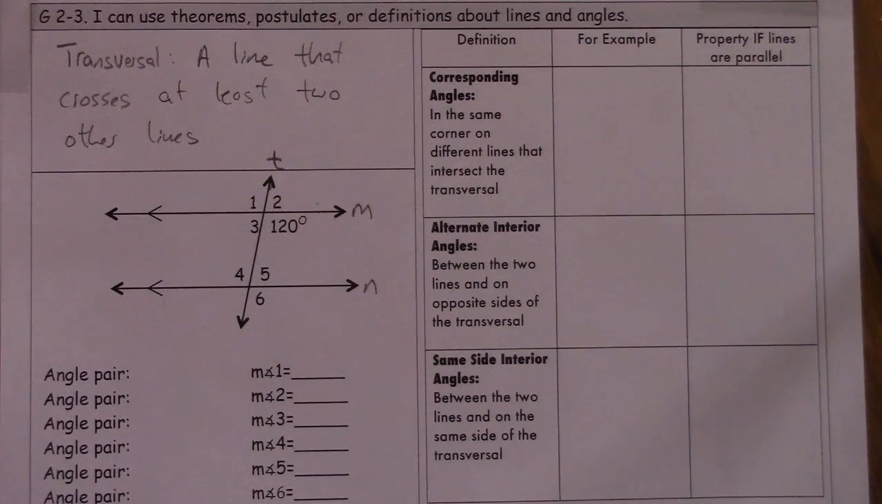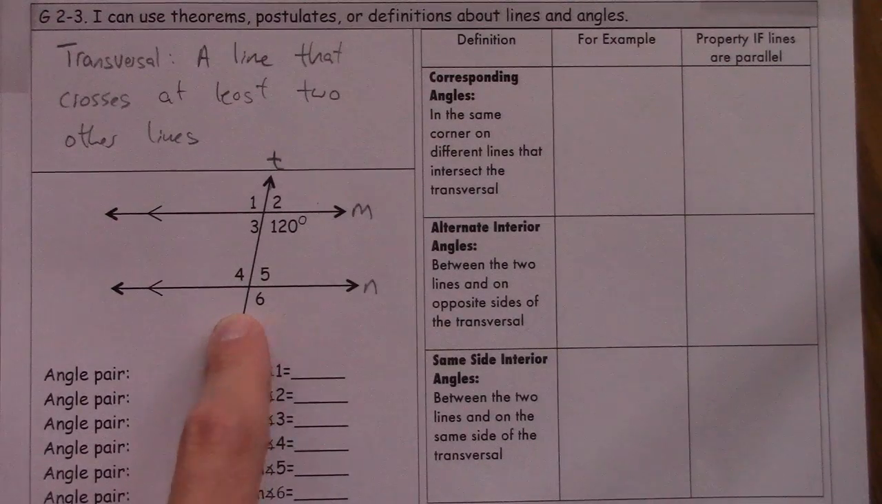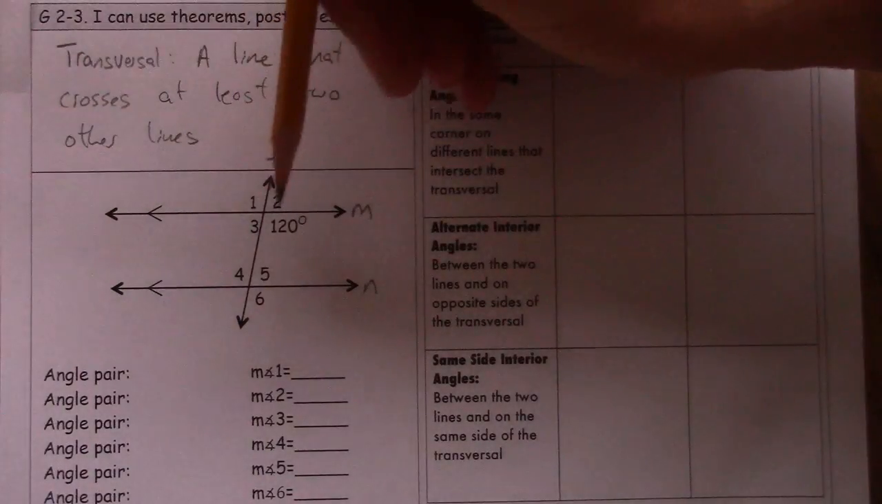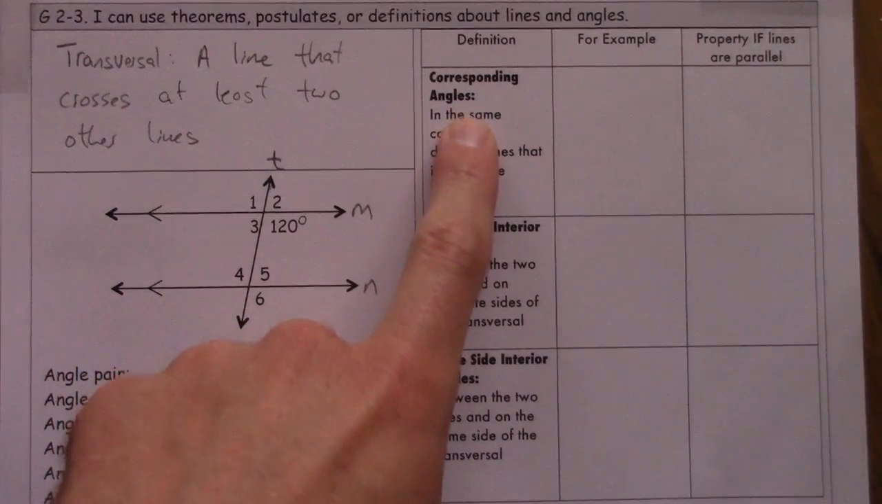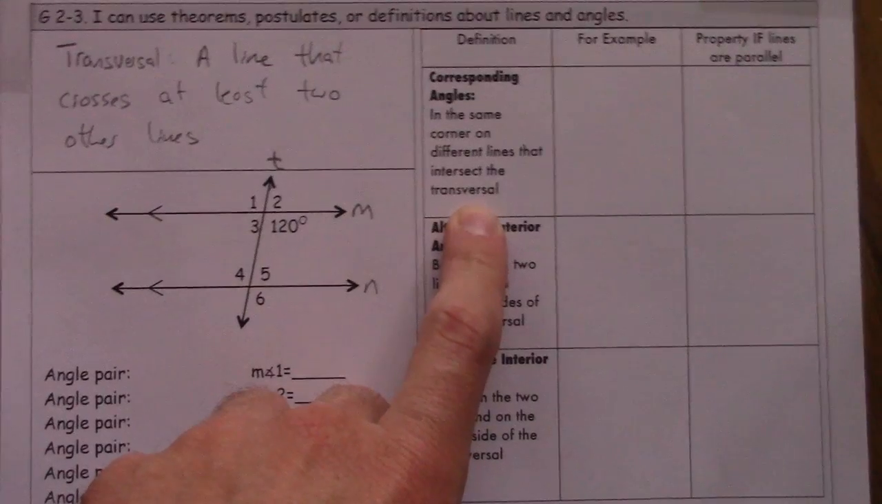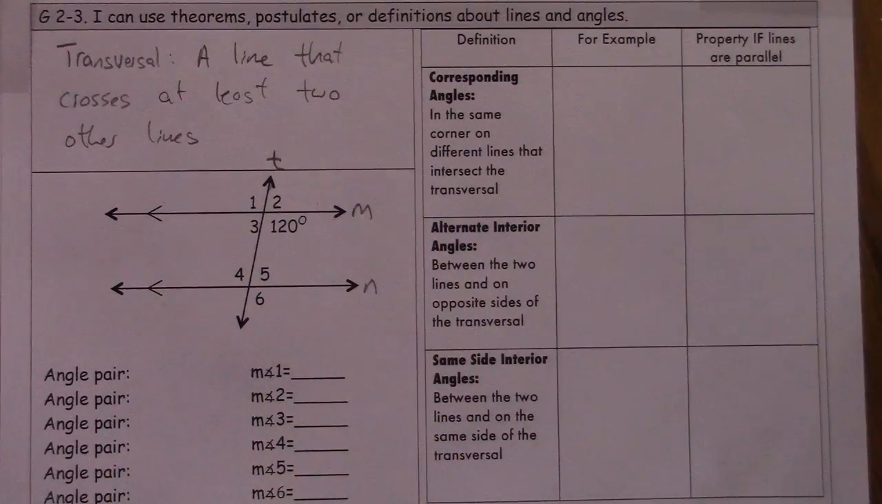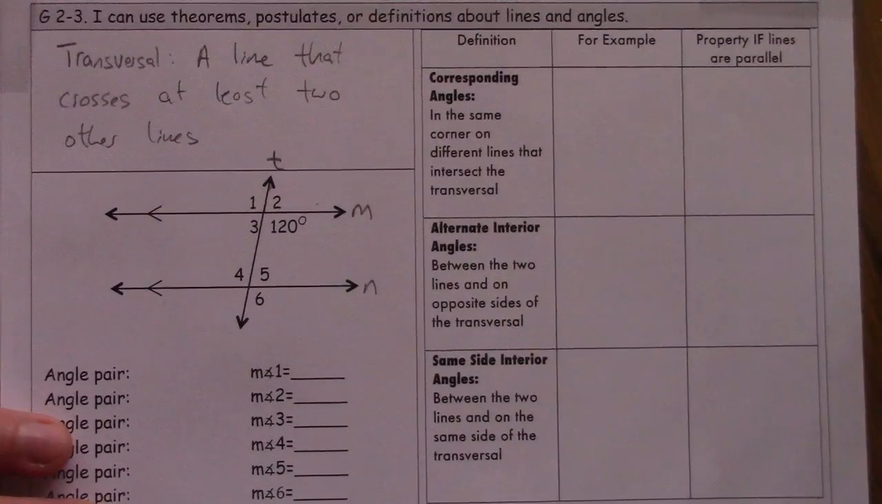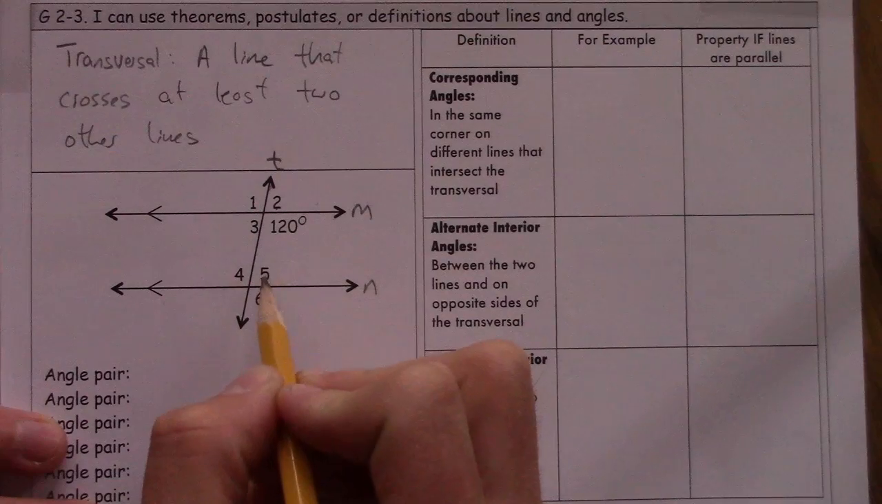So when we have two lines cut by a transversal line, there are some different definitions we have with the angles. I see a lot of angles, like 8, maybe? We labeled 6 of them. Corresponding angles. Let's read the definition: in the same corner on different lines that intersect the transversal. Correspond means they go with each other, they match. So angle 2 corresponds with angle 5.